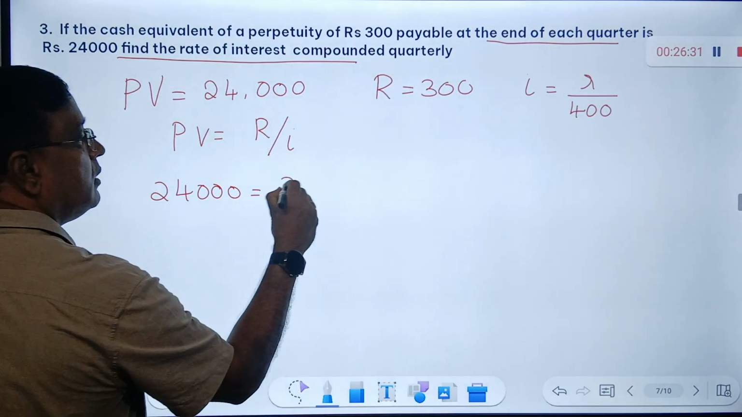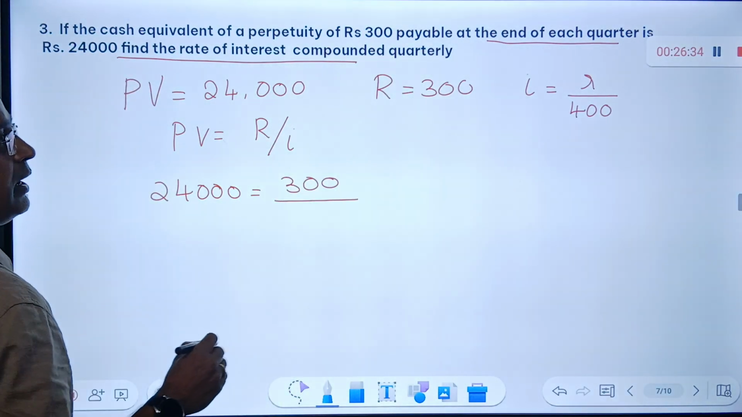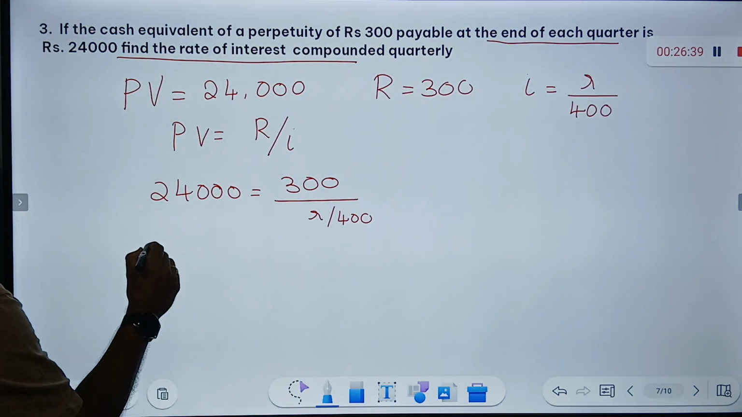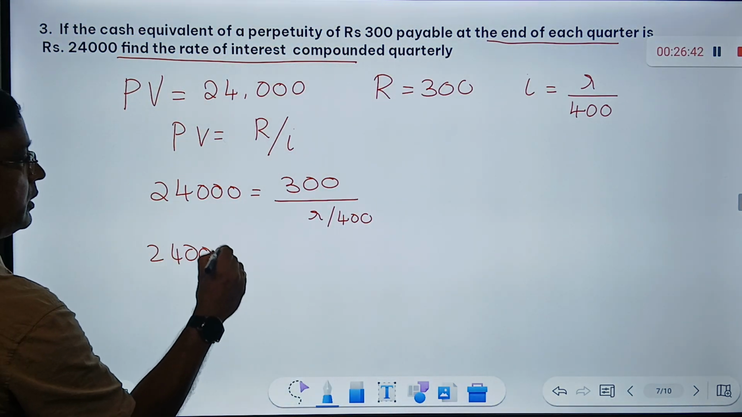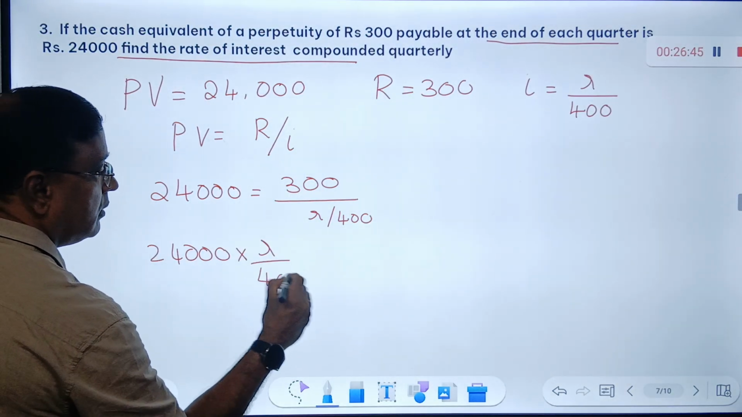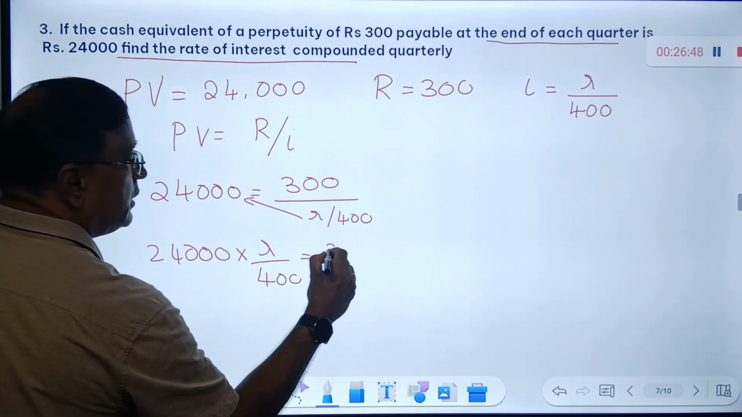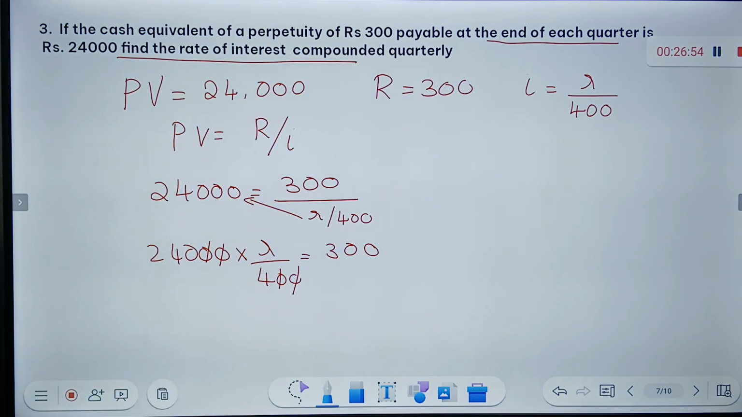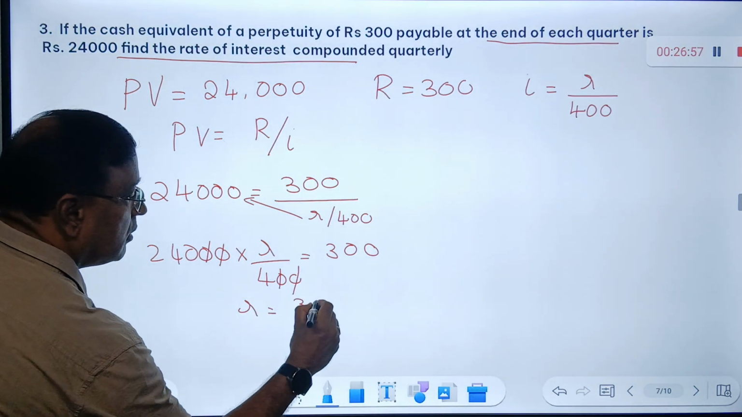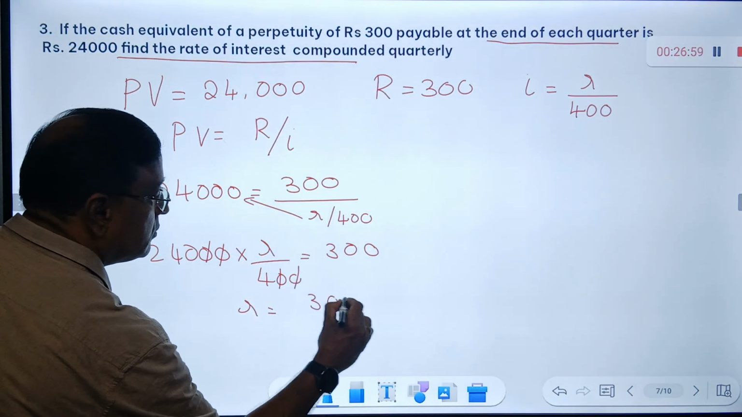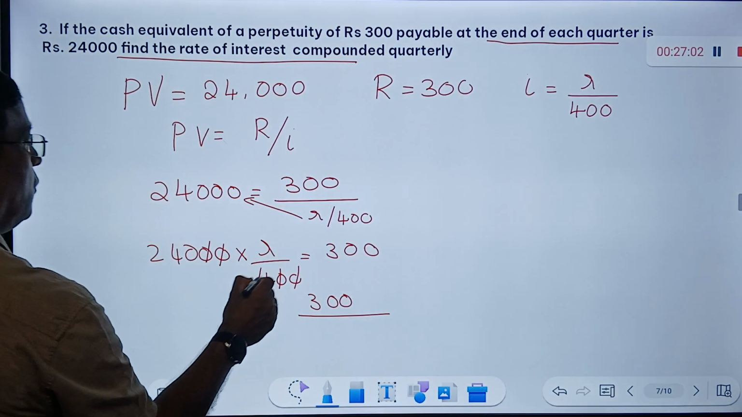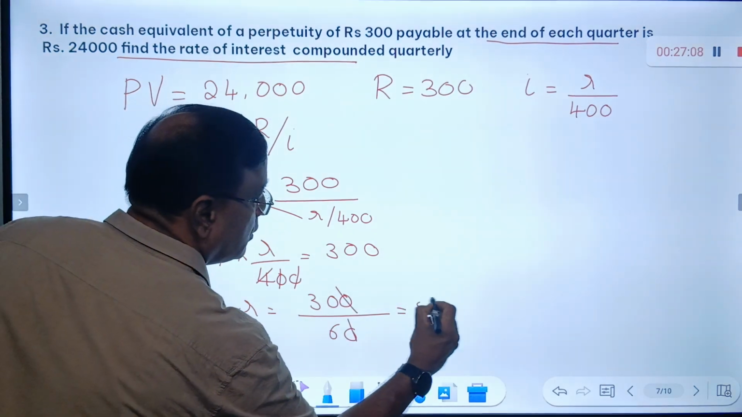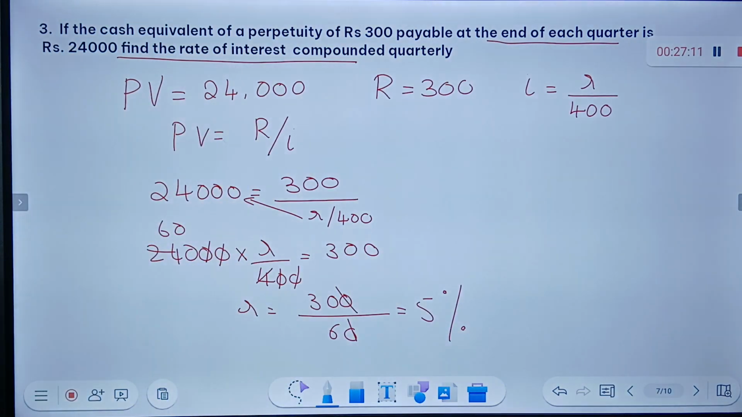Now what is the present value? 24,000. And what is R? 300 divided by I, which is R by 400. So if I cross multiply, you get 24,000 into R by 400 equal to 300. So you can cancel this. Correct? So what is R equal to? 300 divided by 4 will go 60 times. So it is 5%. Is it clear?